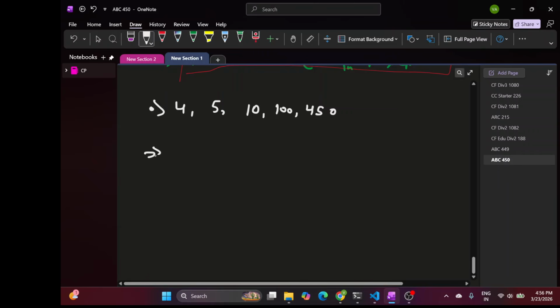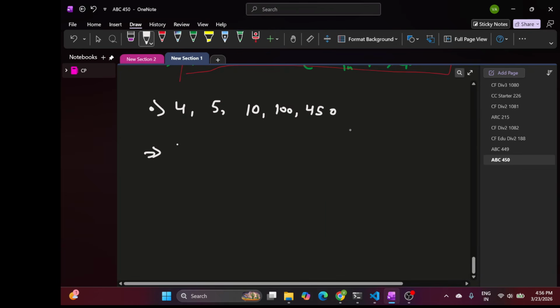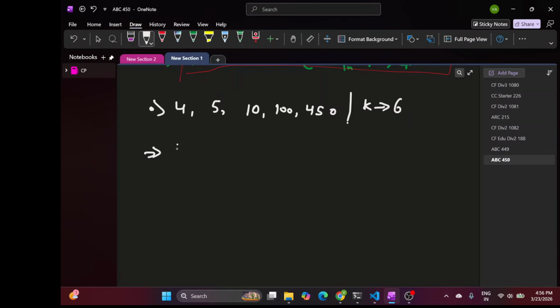So 450 minus 4 is what? 450 minus 4 is 446. Actually, what is our k? Our k is 6, right? So 450 minus 4 is 446. So it is 4 plus 6 into 446 by 6, right?